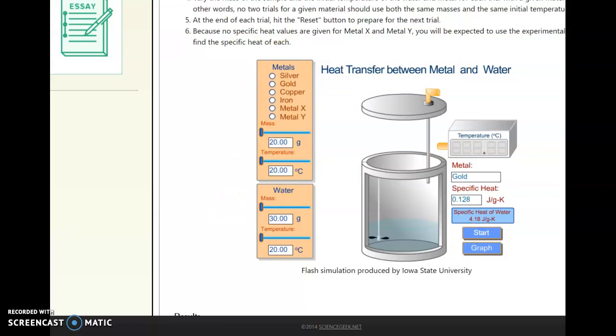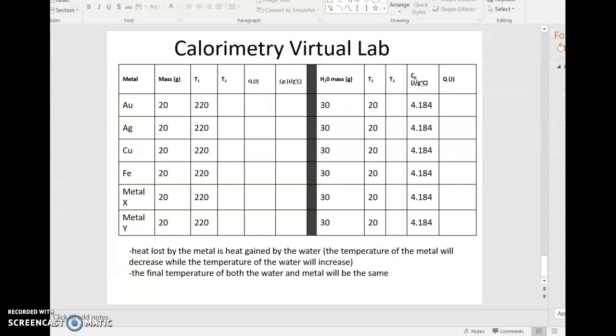Okay, so what you're going to be doing, and I hope that this works out for you, is you're going to be drawing a graph that looks something like this. So here are the different metals. So you have silver, gold, copper, iron, and then you have your two unknown metals. Okay, you're going to leave the mass at 20 grams, and you're going to increase the temperature of the metal to 220 degrees Celsius.